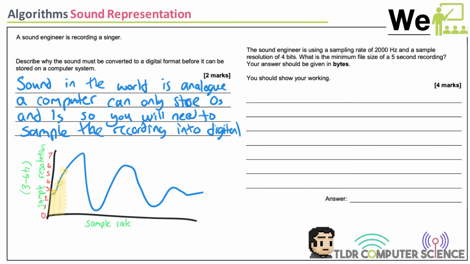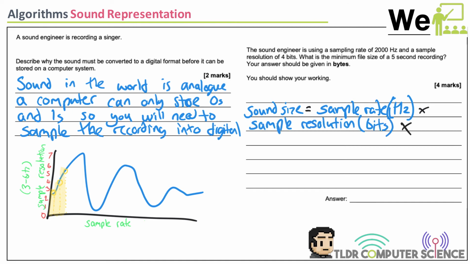So let's get the algorithm for file size. So sound file size. The algorithm is, what is it? Sample rate times by... bingo. Sample rate times by, what's the next thing? Sample resolution in bits. Last one is duration in seconds. Because of course, the first two give how many bits there are in every second, then we times it by seconds.